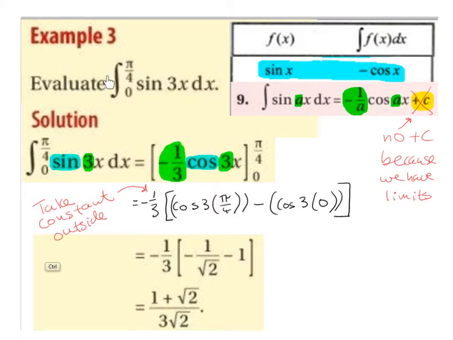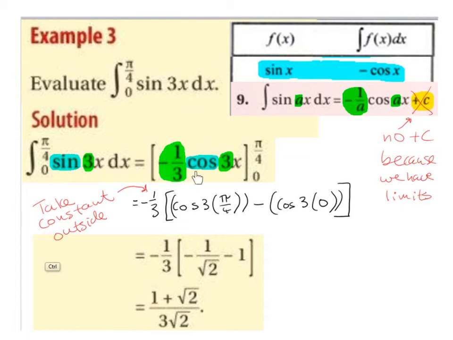Evaluate the integral of sine 3x dx between the upper limit pi over 4 and the lower limit 0. So we know that if we have sine x, then its integral is minus cos x. But we need to learn off that the integral of sine ax dx is minus 1 over a cos ax. Now usually we say plus c, but we don't include the plus c because we have limits. So the sine becomes cos, and the 3x becomes minus a third cos 3x. So the integral of sine 3x dx is minus a third cos 3x.